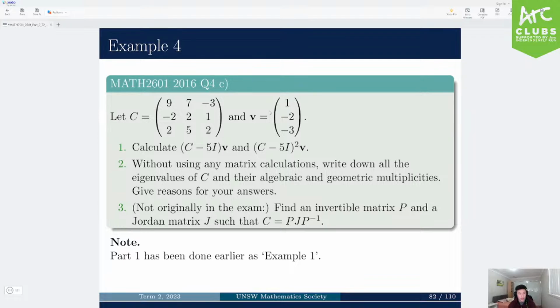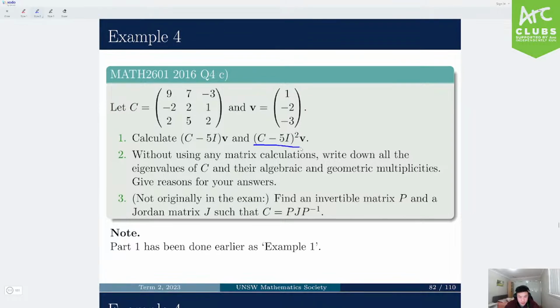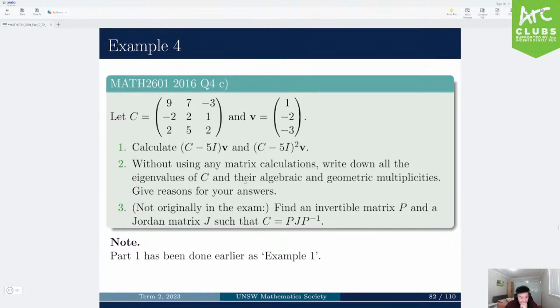Quick example here. Let C be this 3 by 3 matrix, and v be (1, -2, -3). Part 1 is to calculate (C - 5I)v and (C - 5I) squared v. For these kinds of questions, you want to expect the second one to equal 0, and that's going to tell you that v is a generalized eigenvector. Part 2, without any matrix calculations, write down all the eigenvalues of C and their algebraic and geometric multiplicities. And part 3 is to find an invertible matrix P and a Jordan matrix J such that C can be reduced to this form here.